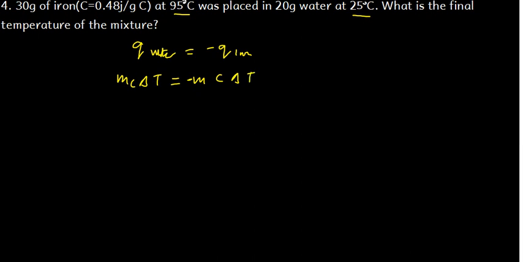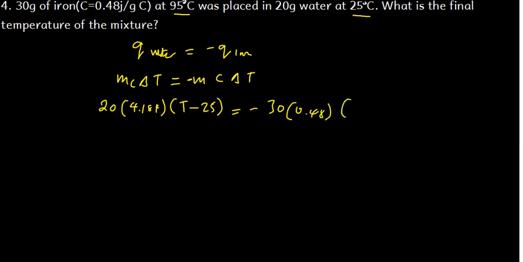What is the mass of the water? 20 grams water, so that is 20. Specific heat capacity for water, we know that is 4.184. Change in temperature is given by final minus initial. Now the initial for water is at 25. Okay, and that is equal to negative. The mass for the iron is 30. Specific heat capacity is 0.48, and then final temperature we don't know. Then minus the initial, which is 95.